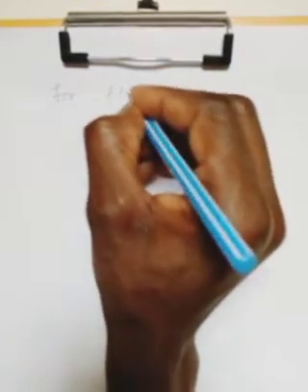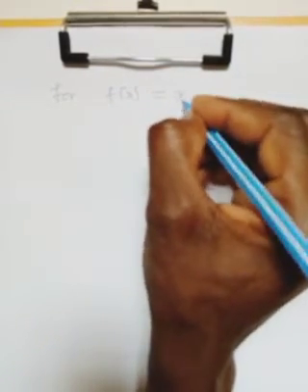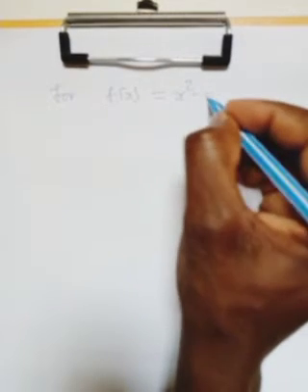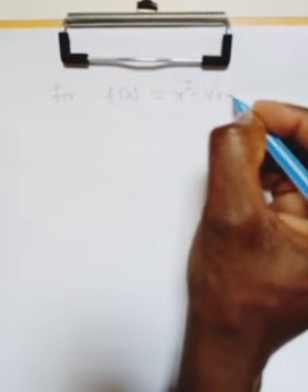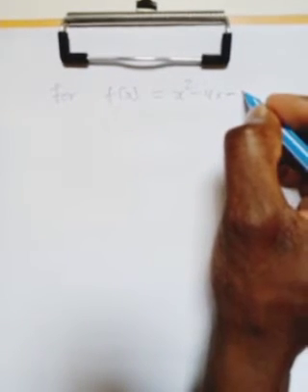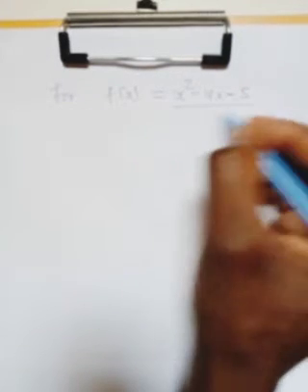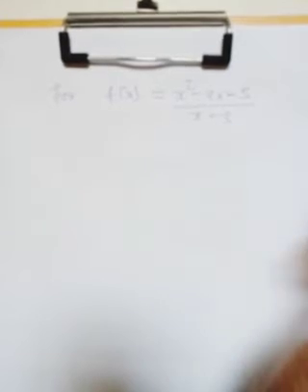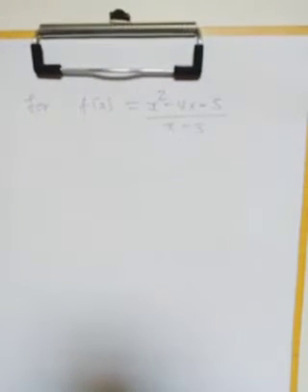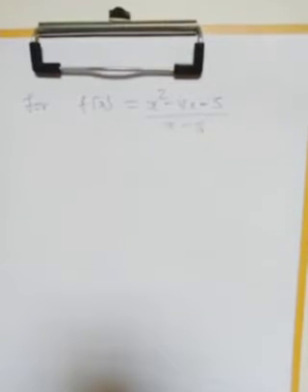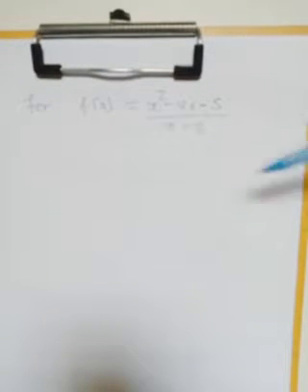Oblique asymptote, what it is. If they say f of x equals x squared minus 4x minus 5 over x minus 3. Quickly, I just want someone to tell me the type of asymptote which is going to be for this one. Anyone to tell me the answer?